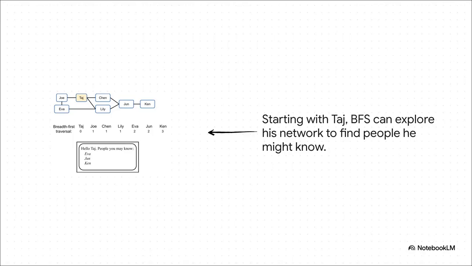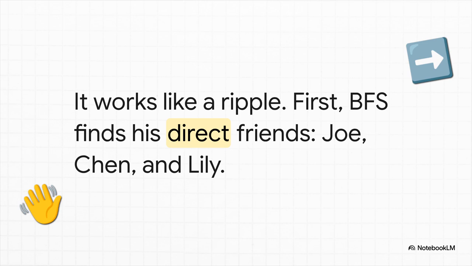Let's make this totally concrete. Here's a little social network. We're going to start with this person, Taj, and we're going to use breadth first search to explore his network and see if we can find anyone he might know but isn't friends with yet. It works just like dropping a stone in a pond. The first ripple goes out and hits all of Taj's direct friends, the people who are at a distance of 1. So that's Joe, Chen, and Lily. The algorithm has now visited them.